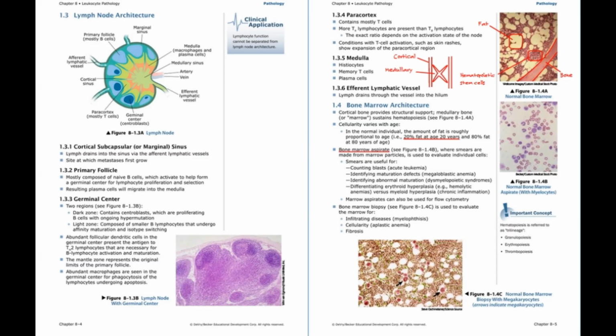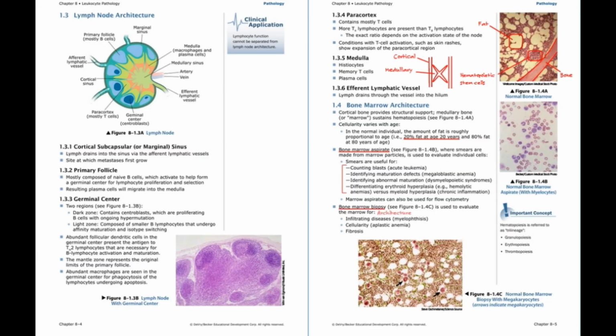So your aspirate is something that you're going to use for actually counting the number of blasts, which obviously is over 20% by definition in acute leukemia. You can take a look at the nuclear cytoplasmic development. That's abnormal in all your megaloblastic anemias. You can look for abnormal maturation function, which is what we see in our pre-leukemias, the dysmyelopoietic syndromes. And you can also see the relative proportion of how much red cell versus myeloid production there is. As well, because marrow aspirates have individual cells, they're the sample that you're going to use for flow cytometry. By comparison, your bone marrow biopsy gives you architecture.